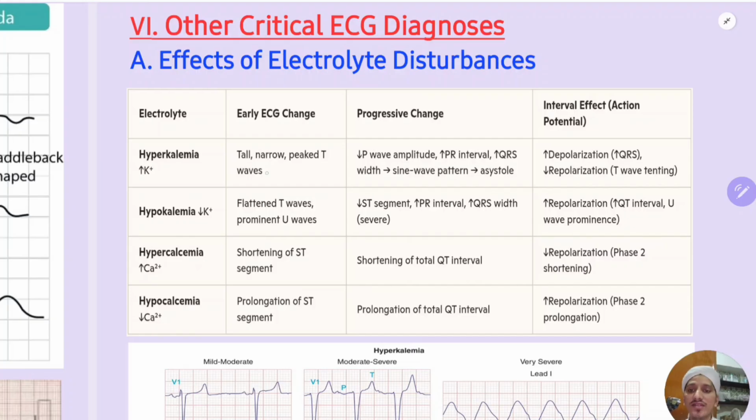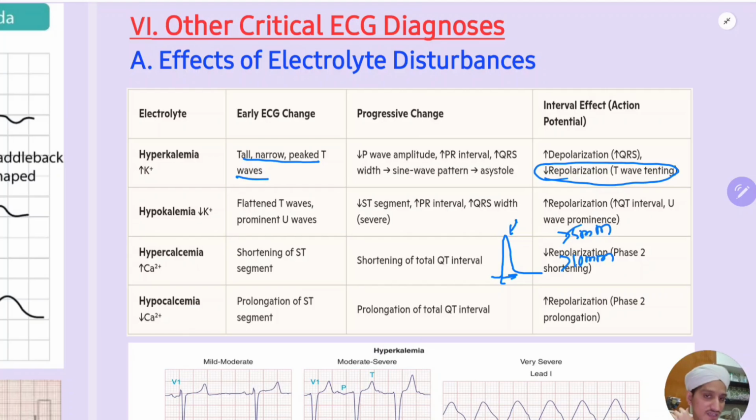So the first change you will see is tall, narrow, peaked T waves. That is because of rapid repolarization. You will see tall T waves in precordial leads. The base will be narrow and they will be pointed, and they'll be diffuse. This will be more than 5 mm in limb leads and more than 10 mm in precordial leads, meaning chest leads. That is the first change.